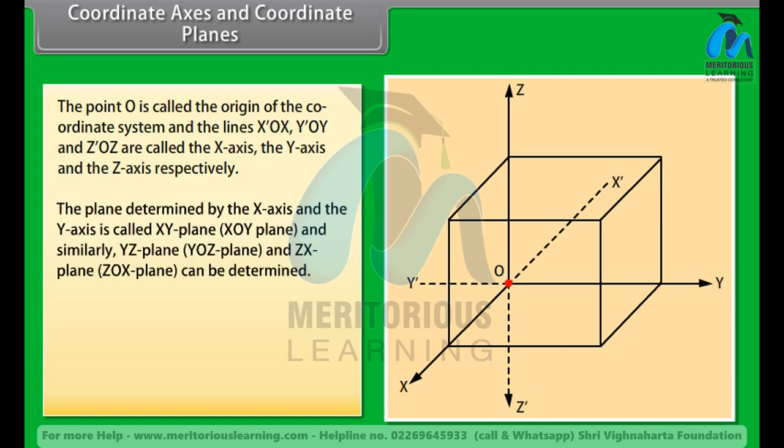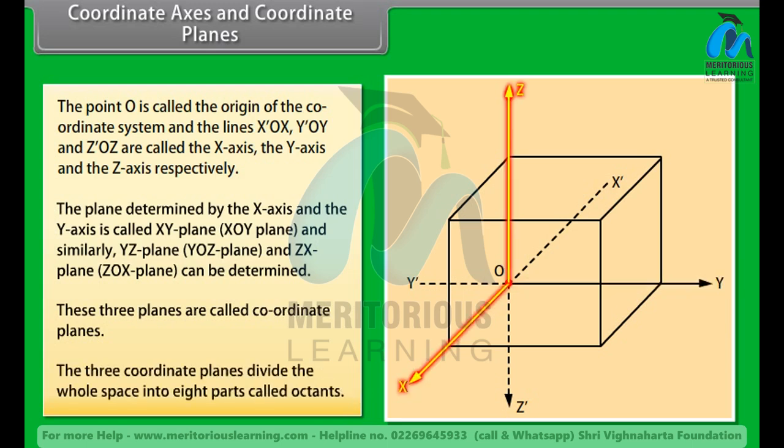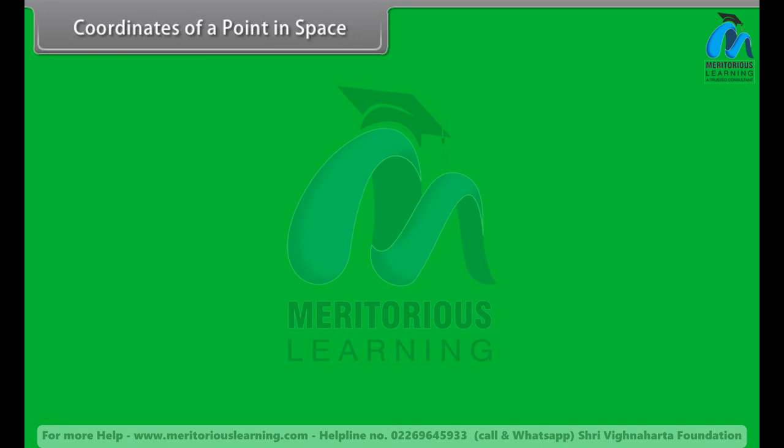The plane determined by the x-axis and the y-axis is called the xy plane, that is, XOY plane, and similarly the YZ plane, that is, YOZ plane, and the ZX plane, that is, ZOX plane can be determined. These three planes are called coordinate planes. The three coordinate planes divide the whole space into 8 parts called octants.